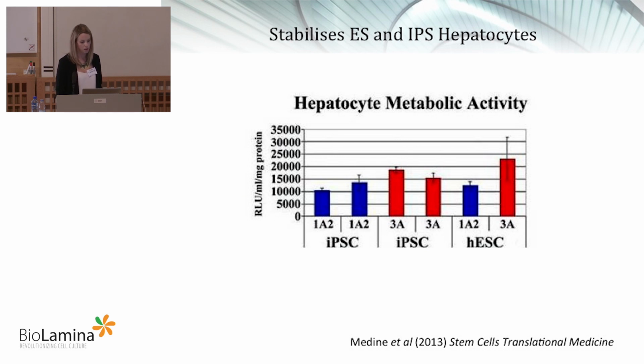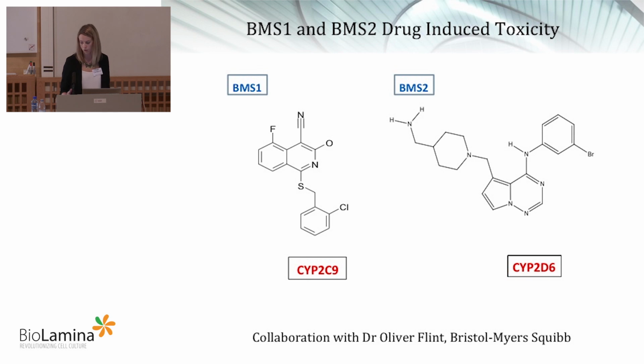We then took this polymer and used it to screen various iPS cells and ES cells to determine their functional activity on it. As you can see here, both iPS and ES cells were highly expressing cytochrome 3A and 1A2. So now we had a model that we could use.